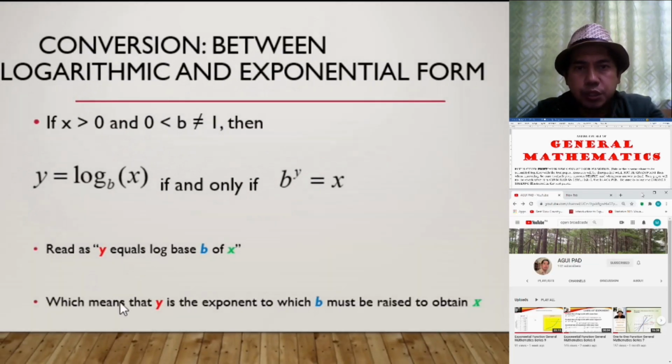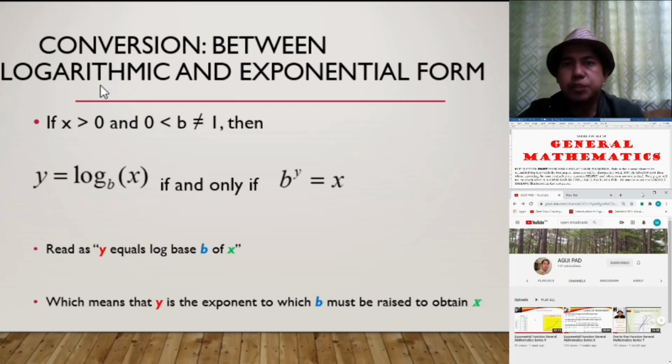The next focus will be the conversion between the logarithmic and the exponential form of the expression. But before we make a conversion between these two concepts, logarithmic and exponential function, there are things that we need to understand.